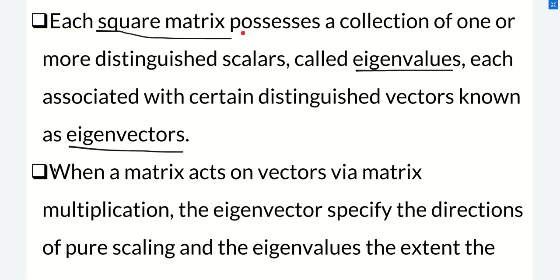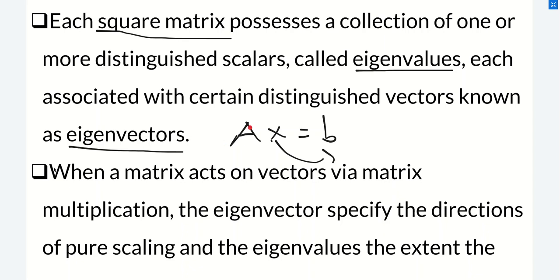One, it has to be a square matrix. And when you find your eigenvalues, we can determine the eigenvectors. When a matrix acts on a vector, we call it transformation. So the matrix is transforming the vector. Remember, we saw this formula AX is equal to B, right? So we are doing the transformation here.